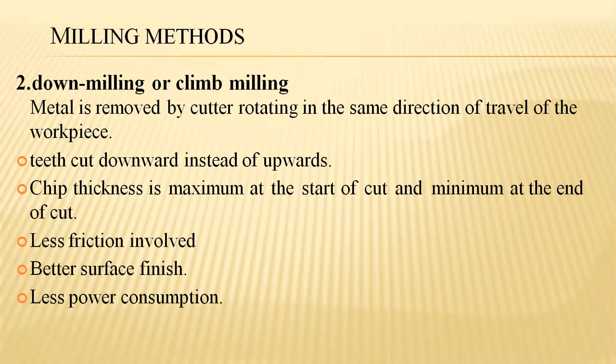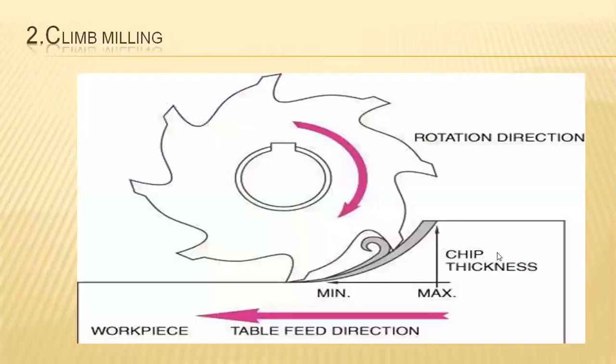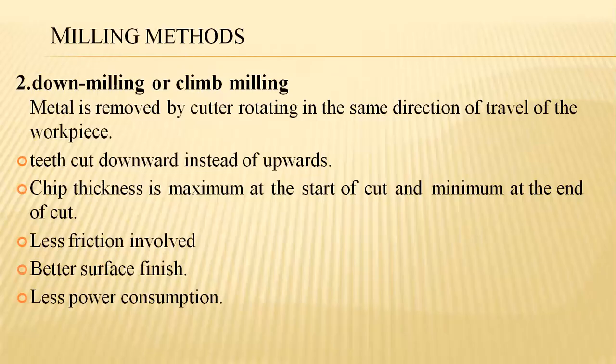of the MRR process. And here also there will be a maximum. It is quite opposite to the upstream. In the upstream, chip thickness is minimum initially and maximum at the end. But here, in the case of the second technique, that is the downstream process, initially the chip thickness will be at its maximum, and later on, upon proceeding, the depth of cut will decrease very much.